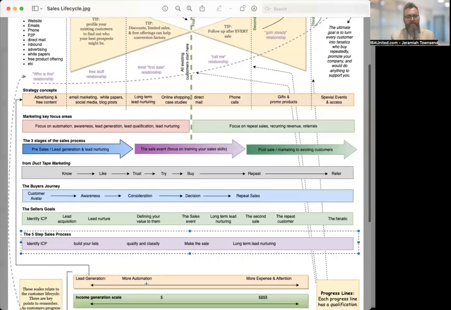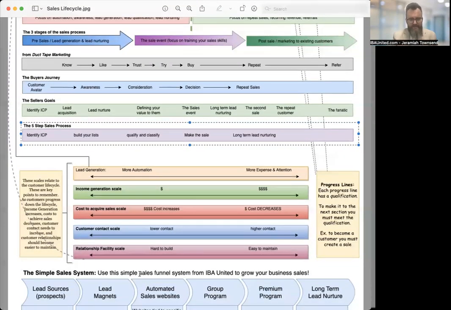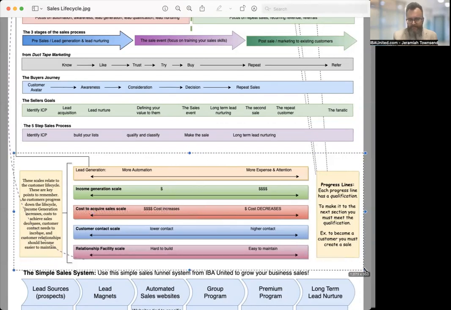Okay, let's move on really quick here. We're going to go down here. Before we get to the simple sales system, we're going to look here right in the middle, right in this middle section. Okay. All of these scales, yellow, green, red, blue, purple, this is a scale.